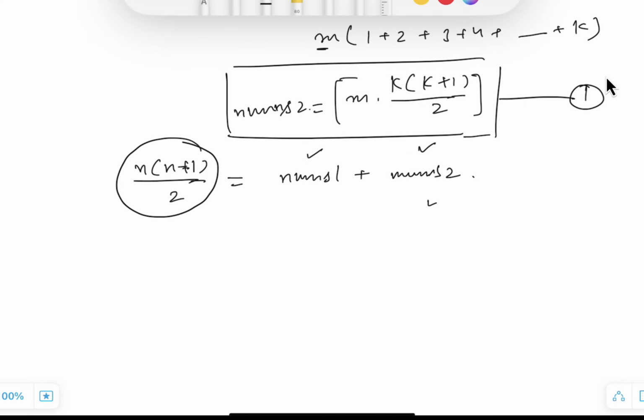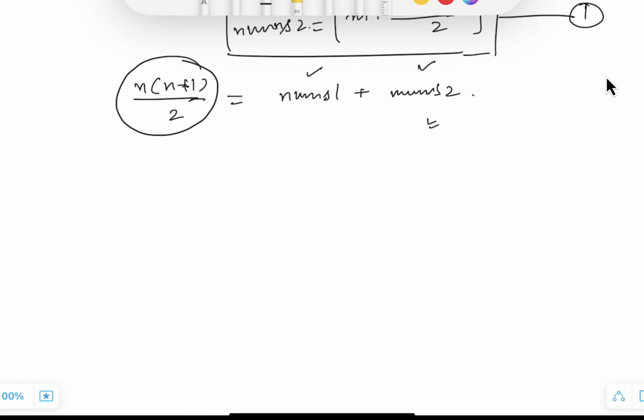Now we have nums2 and this one, but what we have to figure out is nums1 minus nums2. Let's try to form this into that way. Nums1 minus nums2. To balance out the above statement, I have to add 2 times nums2. This value is something we have to figure out.